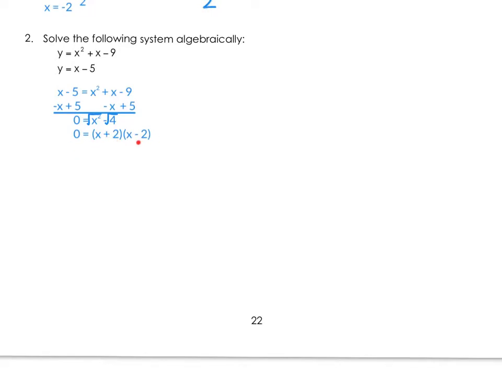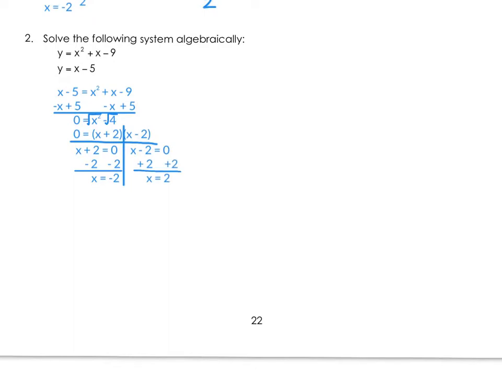Now I just set each of these two factors equal to 0 because remember if either one is 0, then the product will become 0. So this is where we're going to set up our t-chart. So x plus 2 equals 0, x minus 2 equals 0, then solve them by doing the opposite in each one. So on the left here, x plus 2, I'm going to subtract 2 from both sides. And that gives me my first answer, x equals -2. Then on the right side, I'm going to add 2 to both sides.